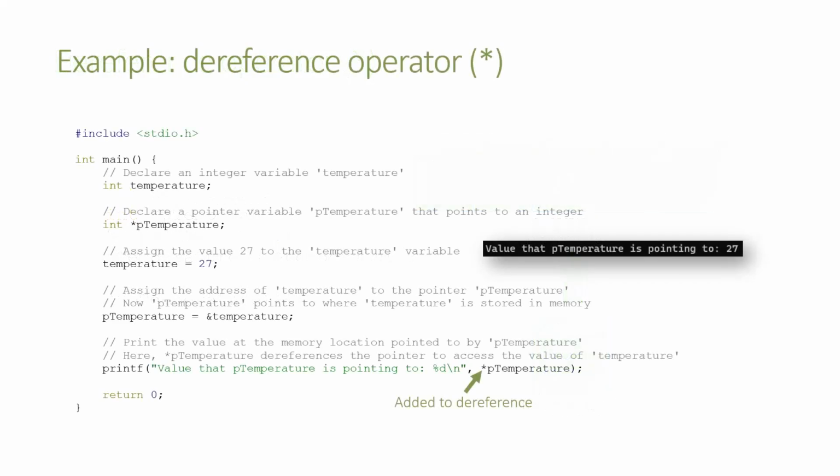By using *p_temperature, we access the value stored at the memory address pointed to by p_temperature. The %d format specifier is used to print the value as an integer. When you run the modified code, it will display 27 as an output. This means that p_temperature is pointing to the temperature variable, and the value stored in temperature is 27.